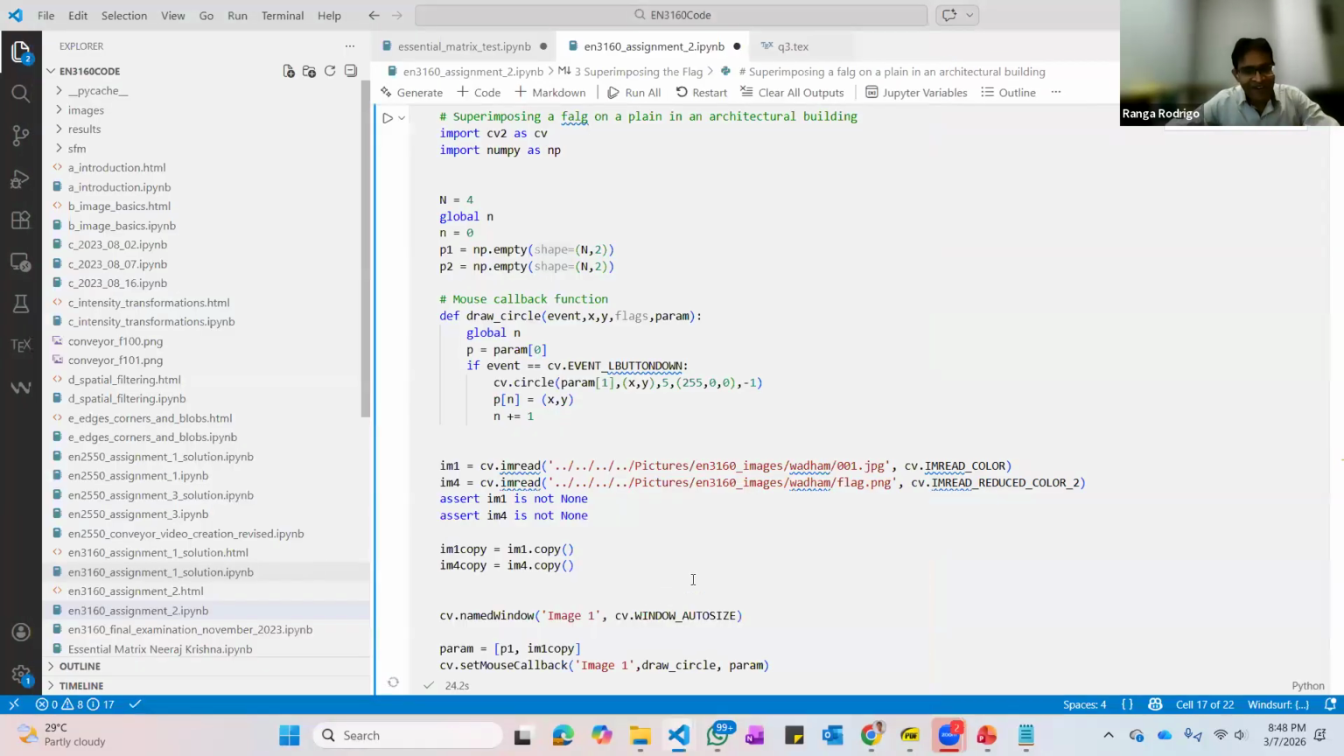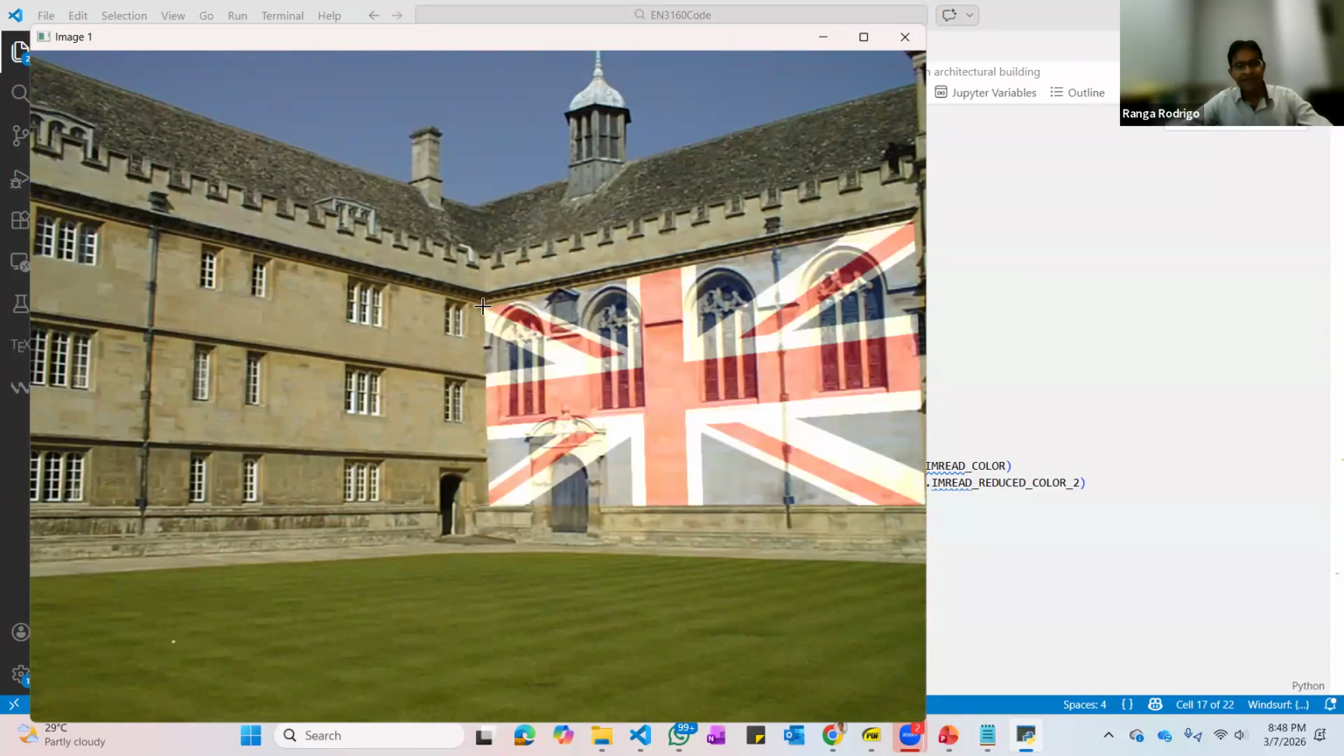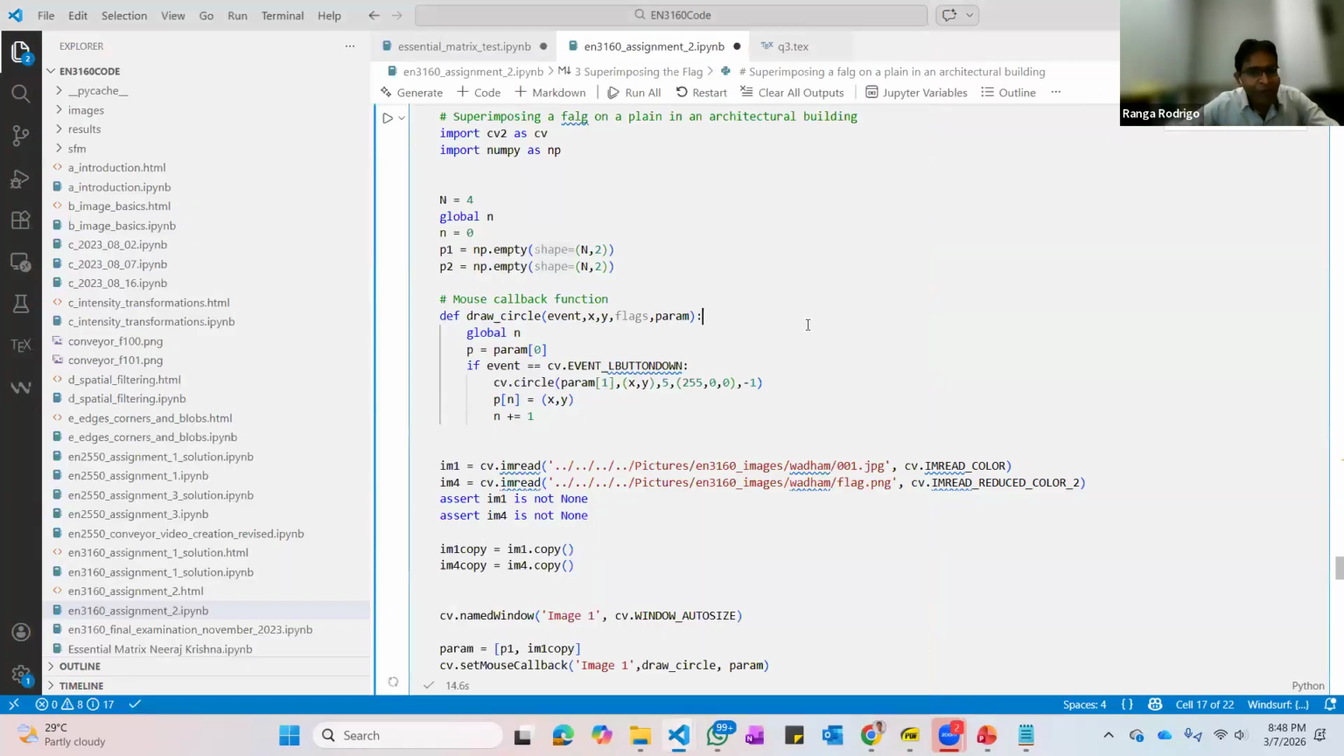Isn't that beautiful? Do it again. So here, this one, maybe this one, and this one. See, isn't that beautiful? So this is the kind of thing. You have to compute the homography for that.